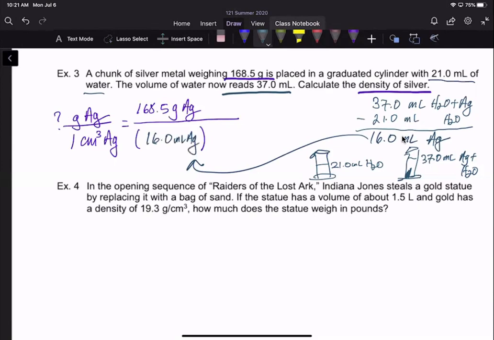And to make that conversion, we can go from milliliters to centimeters cubed. 1 milliliter is 1 centimeter cubed, just to be formal about it. So I have 168.5 divided by 16.0, and I get 10.53 grams per centimeter cubed, and that is good to 3 significant figures. So 10.5 grams per centimeter cubed.